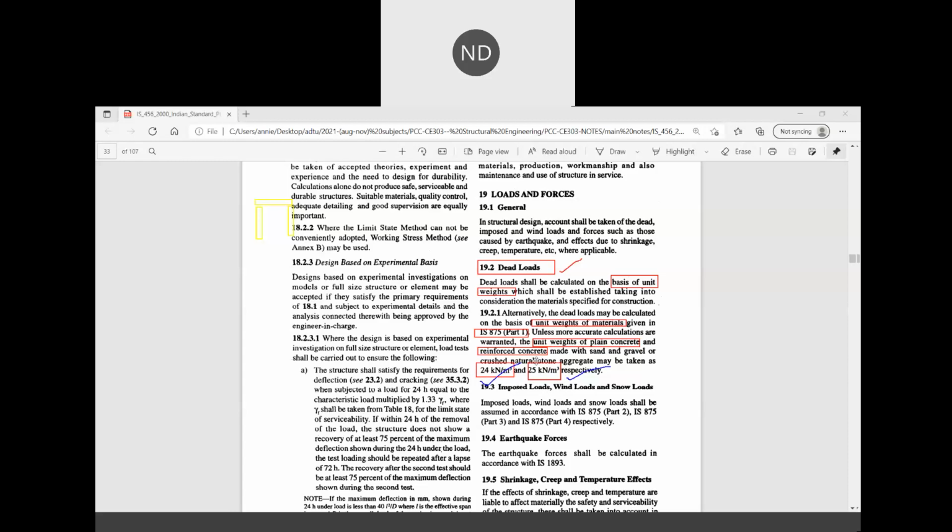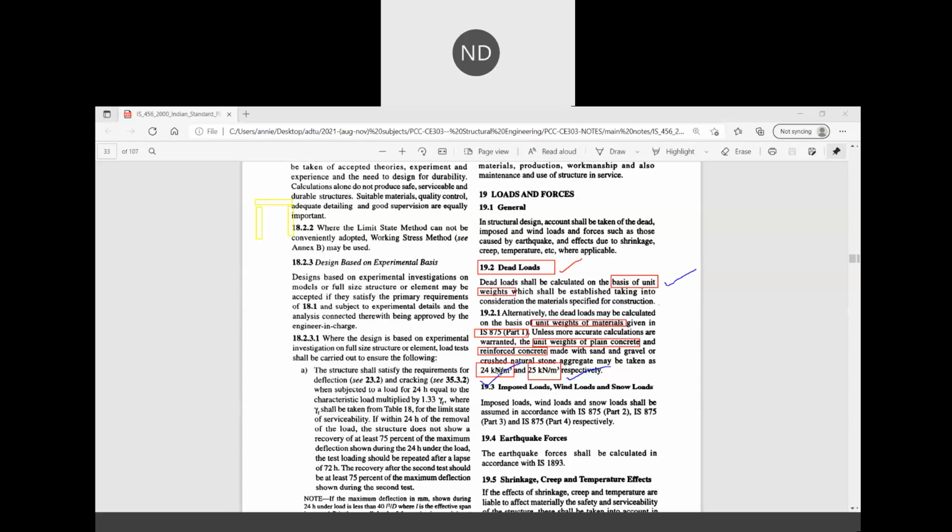Why is it 24, ma'am? Why is it important? I just explained to you. You were not listening properly, na? What I said just now is that to calculate your dead load, you will have to know your unit weight, because your IS code says the dead load shall be calculated on the basis of unit weight, right? So you have to know your unit weight.